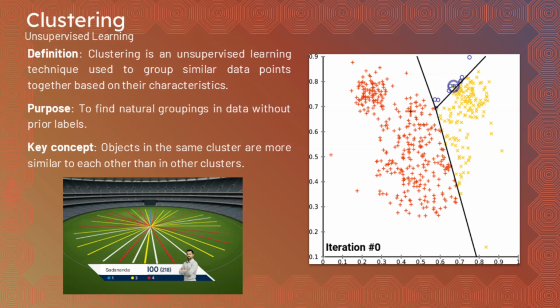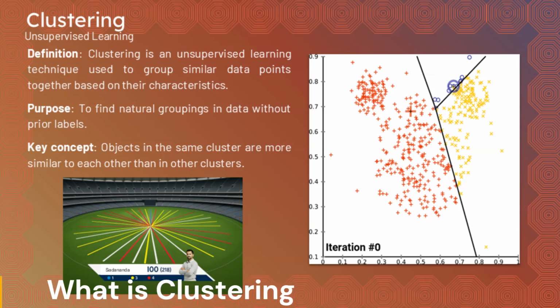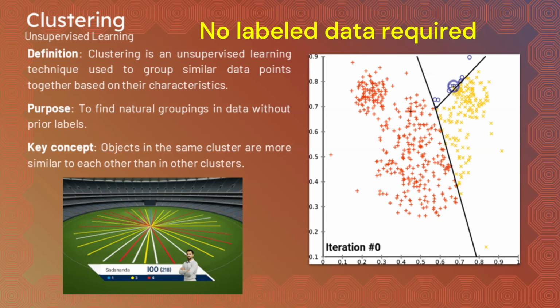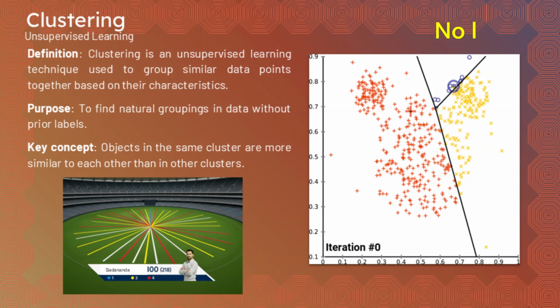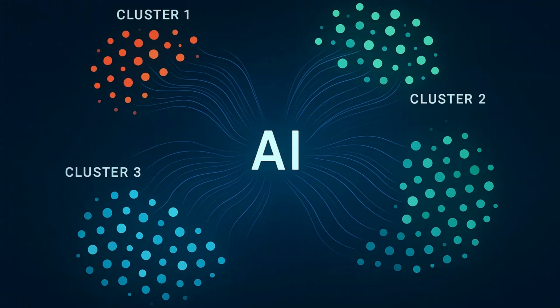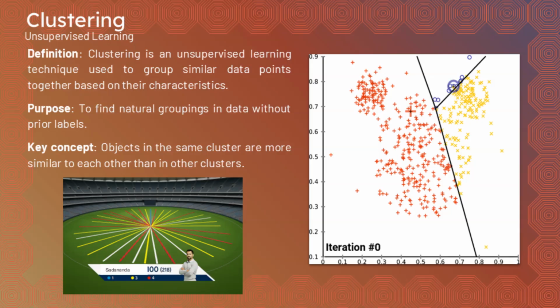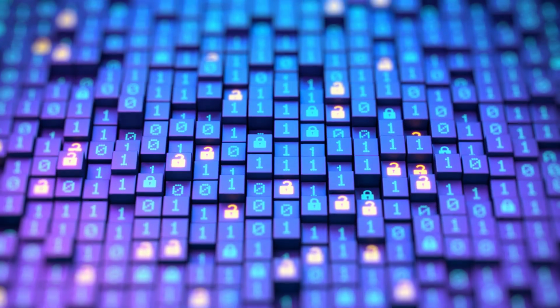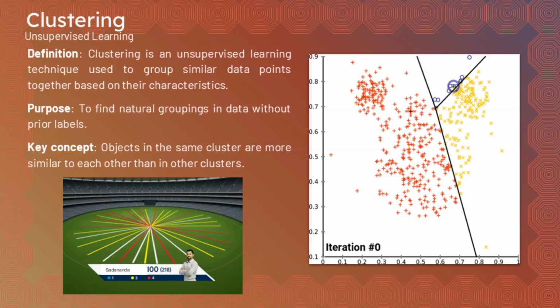Let's get started. Clustering is an unsupervised learning technique, which means the model doesn't need any labeled data to learn. Instead, it figures things out on its own by grouping similar data points together based on their characteristics. The purpose of clustering is to identify natural patterns or groupings in a data set, without being told what those groups should look like.